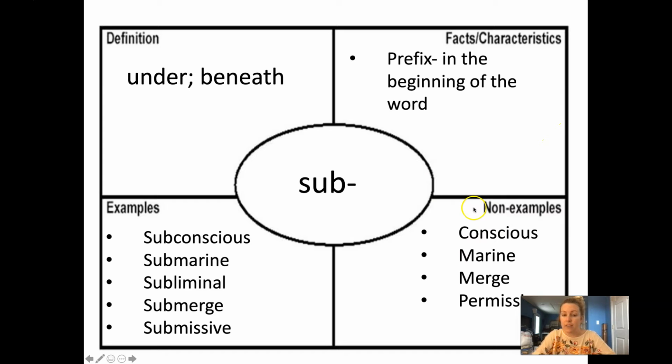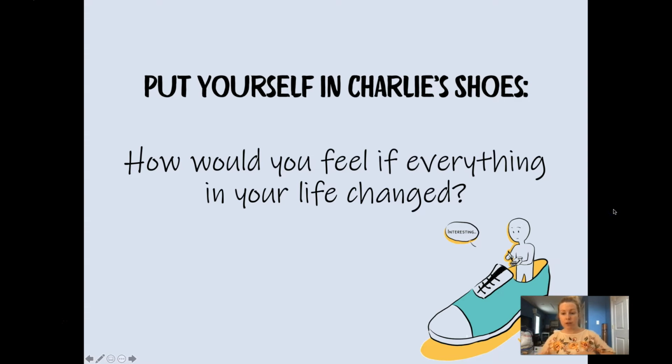All right, so now that we have our Frayer model completed, I have a video on theme for you guys because we are going to reflect on Flowers for Algernon. I want you to put yourself in Charlie's shoes. How would you be feeling if everything in your life changed? Throughout our first reads and our close reads of Flowers for Algernon, we were analyzing how his point of view and our point of view was very different based on his level of intelligence and ours. So how would you feel as Charlie at the very end of the text if everything in your life was changing and you had no control over it?